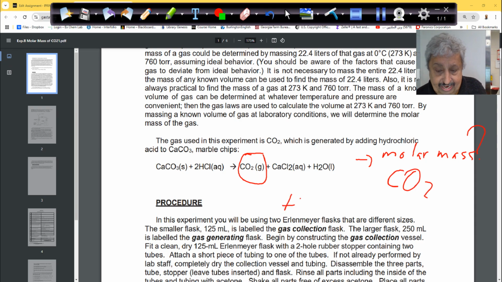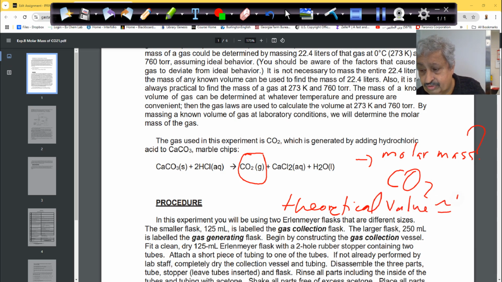Now the theoretical value is around 44 gram per mole. Then you will do your percentage error. You will see how close you are to this value, or how far. If you are too far off, then you have to put a reasoning inside the discussion for why your value is far off from the accepted literature value, which is 44.0 gram per mole, around that value.